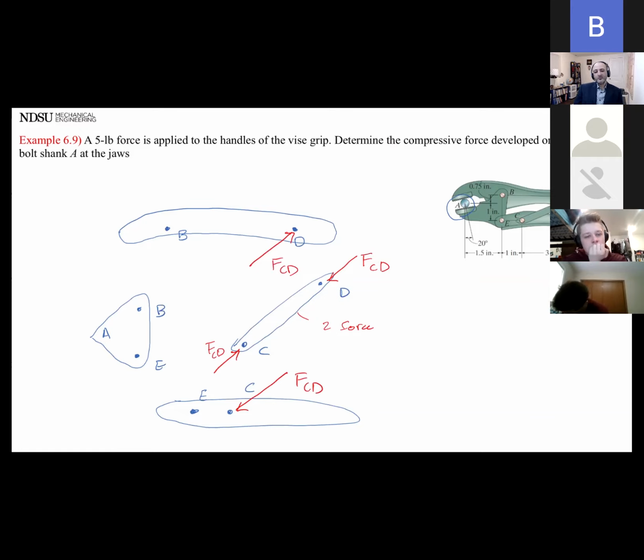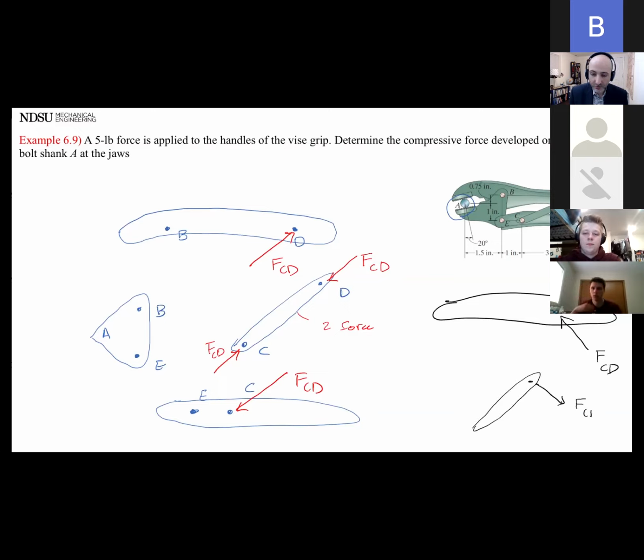FCD can be either tension or compression. If you want to flip all of those forces, that's totally fine. But it would be wrong if you draw it like this. Because then if you want to put it back, you can't have FCD going this way, because this member is a 2-force member. The only way it can have a force is if they share the same line of action, which should usually go through the pins.